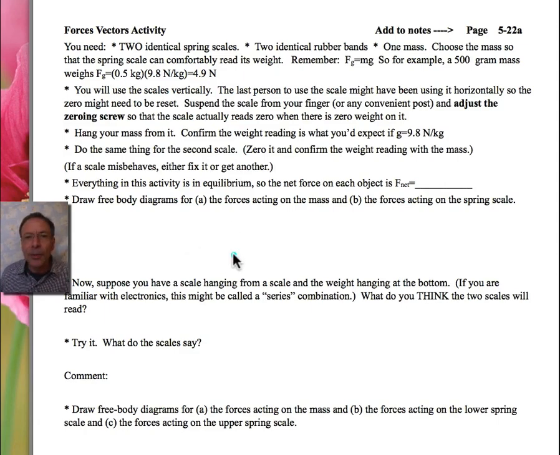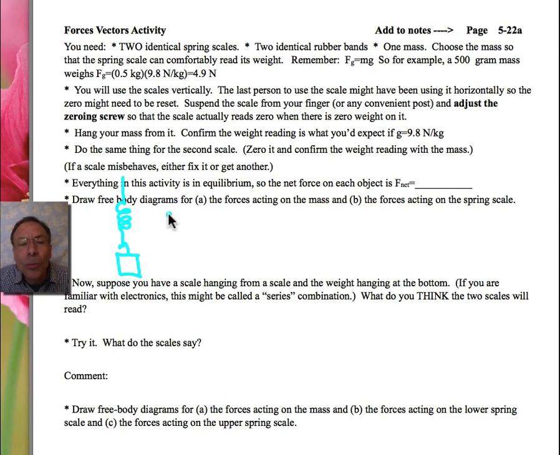Let's say that you had a mass, and you have this little mass here with a little hook on it, and you've got a spring scale. In the lab we have these things that have a spring in them, and when you pull down, the little pointer moves up and down, and this is called a spring scale. Let's follow the instructions here as best we can.